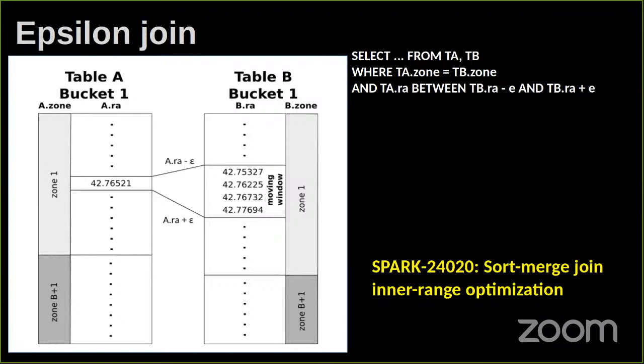In that case, we introduced this feature where we have a moving window going over the rows of the second table within the zones, and keeping in memory only those rows that fall within the condition specified within this range. And that way, Spark needs to go through the data set only once, and it needs to keep in memory only the minimum number of rows. So that's pretty fast.